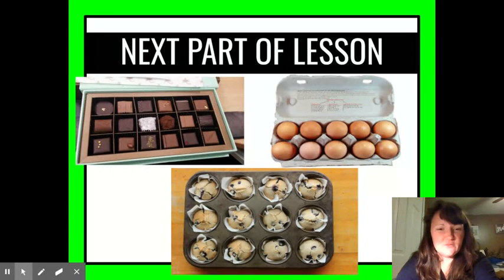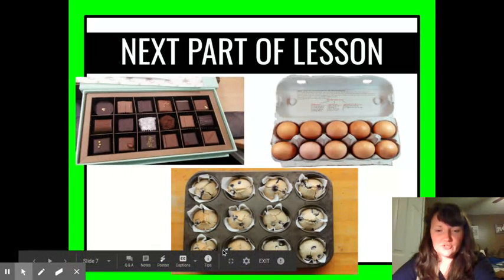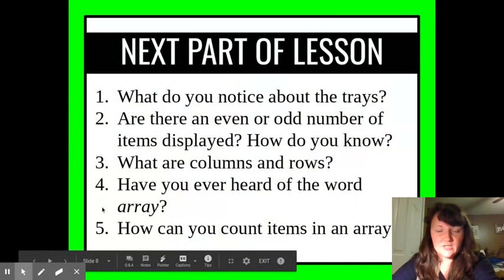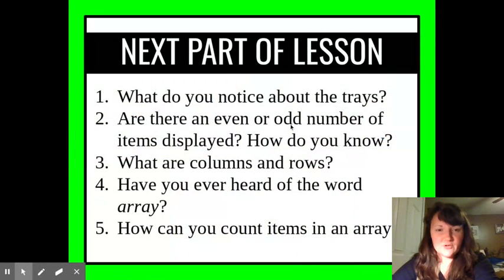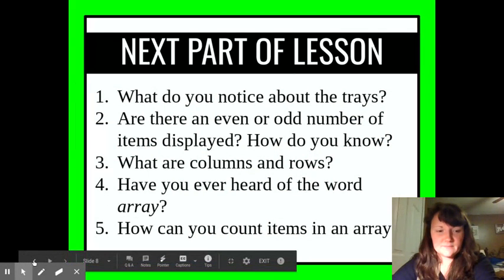They're all nice and neat, right? They're not all over the place. They're nice and neatly packaged in their little packages, and they're all straight across or straight up and down. Keep that in mind as we continue. So, what did you notice about the trays? Are there an even or odd number of items displayed?